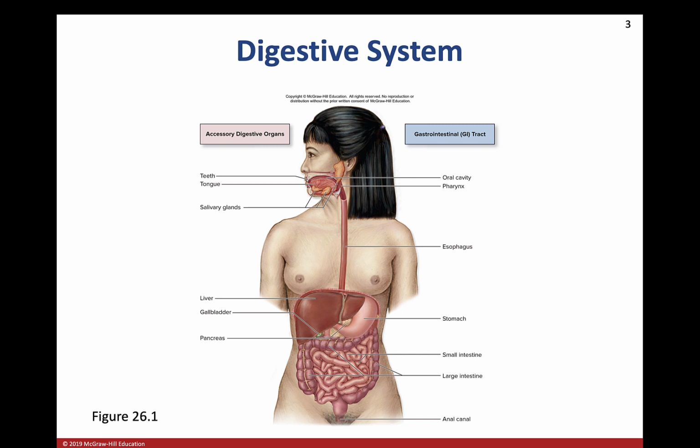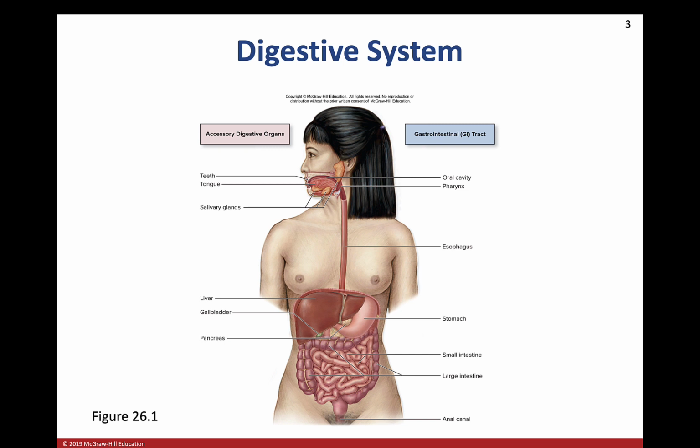So note, if we look at the GI tract, we're looking at basically an opening from mouth to anus, and food actually does not enter the body until it's crossed an epithelial layer. So what we consider to be organs of the GI tract are actually part of the tube. They include the oral cavity, the pharynx, esophagus, stomach, small intestine, large intestine, and the anal canal.